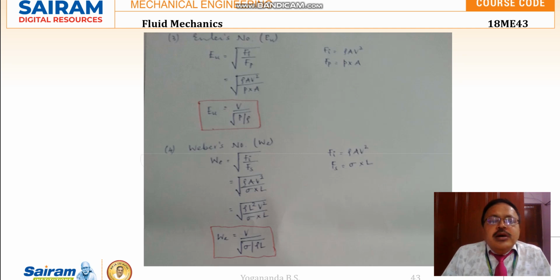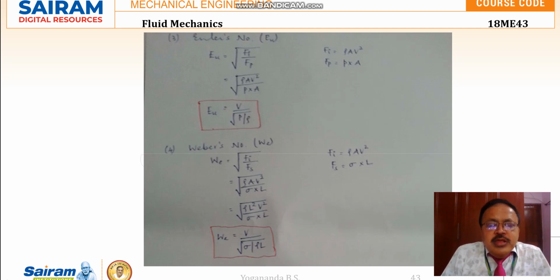Then Euler's number, that is square root of inertia force by the pressure force. Inertia force is written as rho AV square. Pressure force is written as pressure into area. So area gets cancelled. We have V and just rearranging the terms, divided by square root of P by rho. So that is Euler's number.